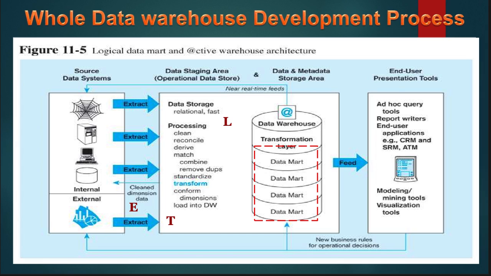And here we have an overall view of the whole data warehouse. On the left we have the source systems, where data is being extracted. They could be internal or external. That's where the extraction, the E, happens. Then we have the data staging stage, where data is stored and transformed: process, clean, reconcile, derive, match, combine, remove duplicates.